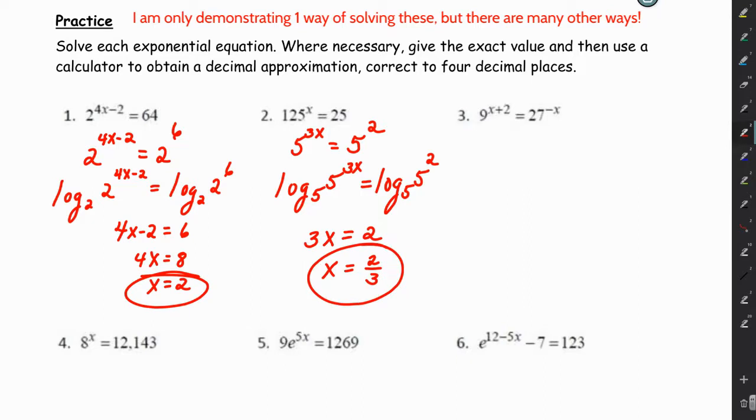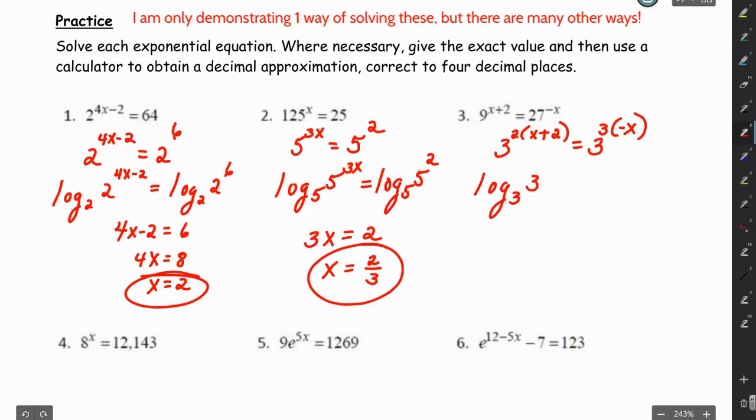So 9 can be rewritten as 3 squared, and 27 can be rewritten as 3 cubed. I think these are kind of fun. I bet you do too. Now I can take log base 3 of both sides. I'm just going to rewrite this, distribute that too. It looks a little nicer. All right, now log base 3 of 3 is 1. I can bring the exponents to the front because that's what we love about logs.